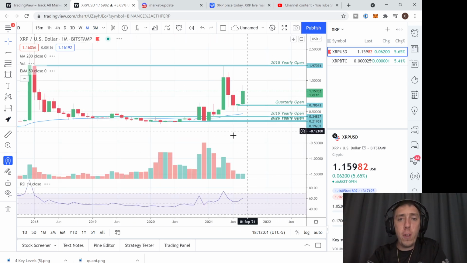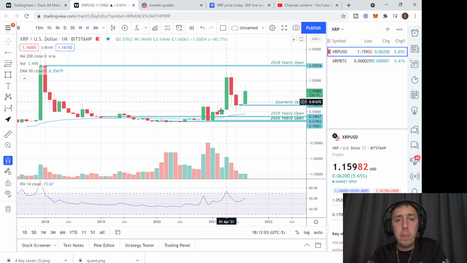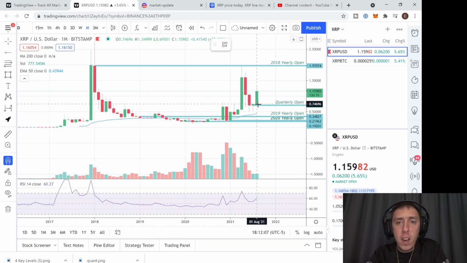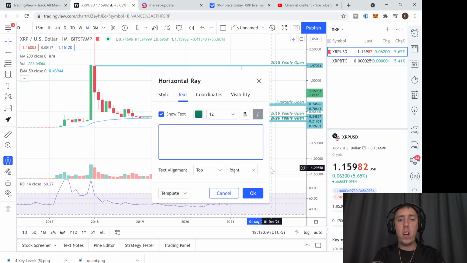Let's go to a monthly, see if we can see it better. A little bit, not too much. But yeah, overall, let's go to over here and annotate the August open.